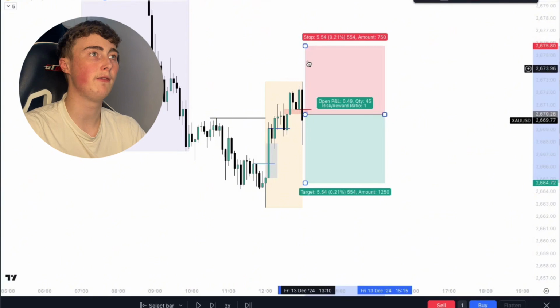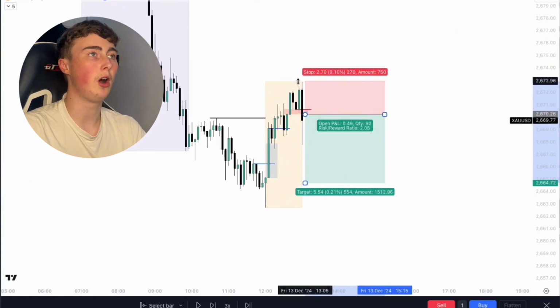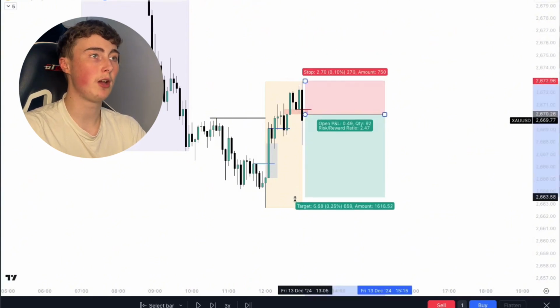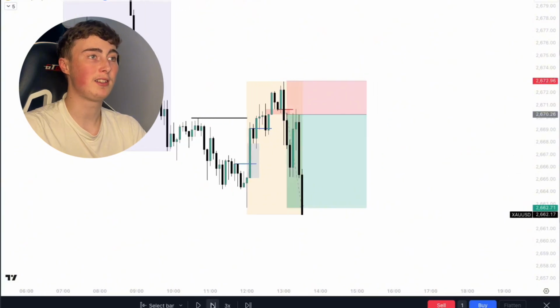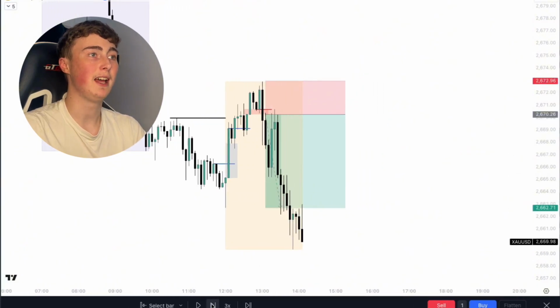So you could have entered off of the inverted fair value gap, stop loss can go at the high, and again, a very conservative target is this low. You'll see that we smack the target and price actually goes a lot further than the target.